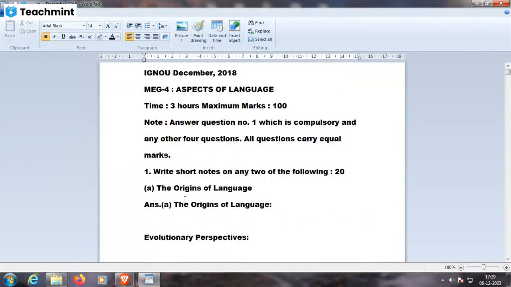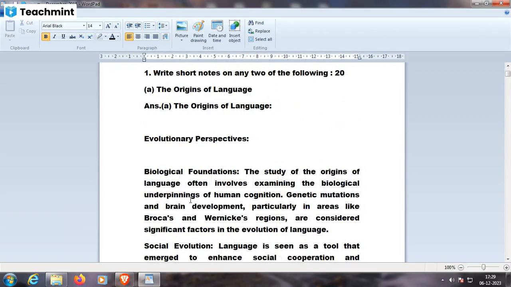Aspects of language, short notes: origin of language, the origins of language, evolutionary perspective, this has to be written. Then write biological foundation. The biological foundations of any language is very important. The study of the origins of the language often involves examining the biological underpinnings of human cognition. If there is no biological underpinning of human cognition, then the language does not start.